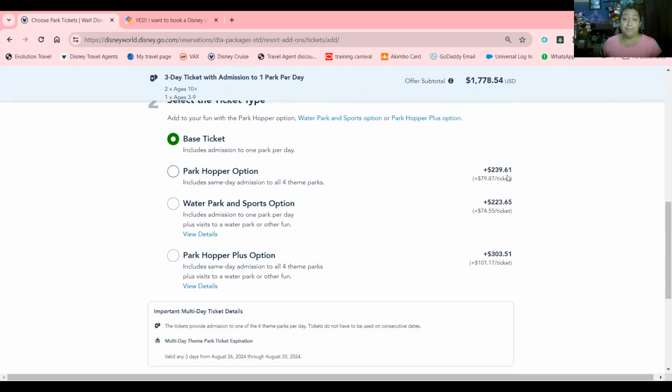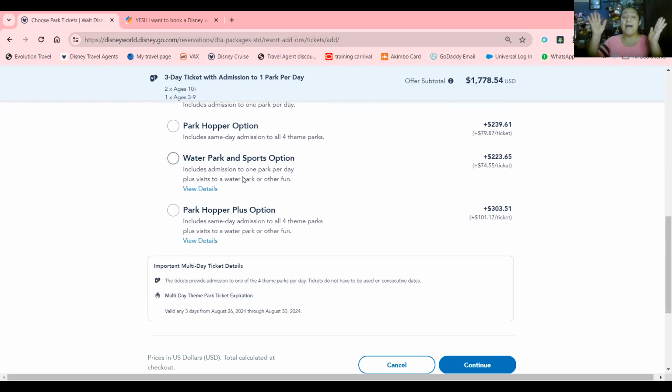It is extra. Okay. As well as, remember, I did tell you that there is a water park in Disney World that they have available, which is also extra, as well as the sports. Again, that is extra. If you want to combine the park hopper with the water park and the sports option, there is this one, which is called the Plus, which is, again, this amount.